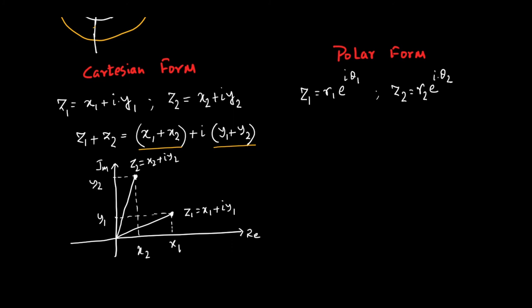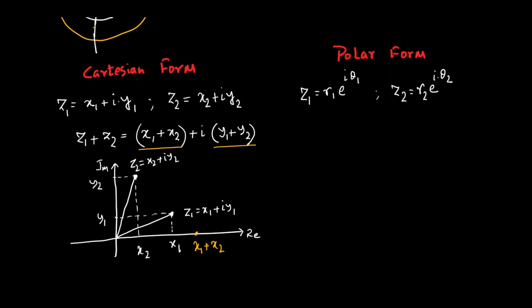Fine. Now, as per the addition formula, z1 plus z2 will be x1 plus x2 plus i times y1 plus y2. That means we need to find the points x1 plus x2 and y1 plus y2. Pretty simple. For x1 plus x2, this length is x1, this length is x2, so let us add x2 to this. Okay, let me change the color. So this one will be my x1 plus x2, something like this, just a rough estimation.